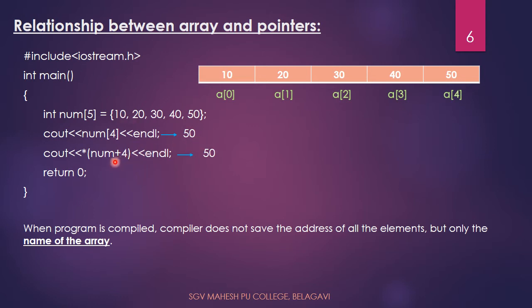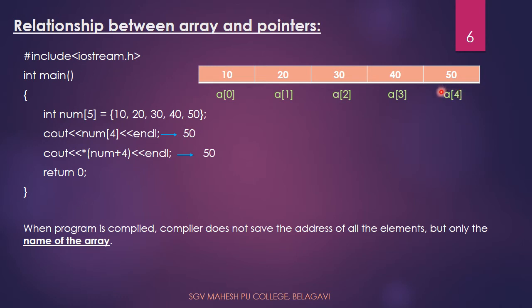Now if I display the same thing in a different format, let's say I want to print num plus 4. When I say num plus 4, what is num here? Num is nothing but an array of size 5. So num plus 4, that means num starts with 0, 1, 2, 3, 4. So you are giving the address of num plus 4. But I don't want an address. I want to print the content present in a of 4.